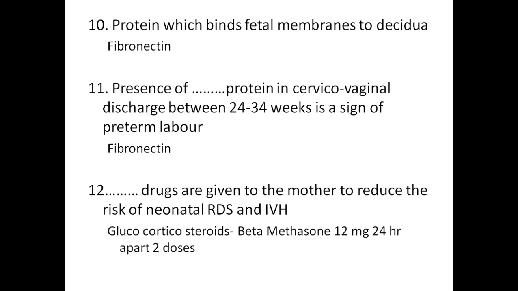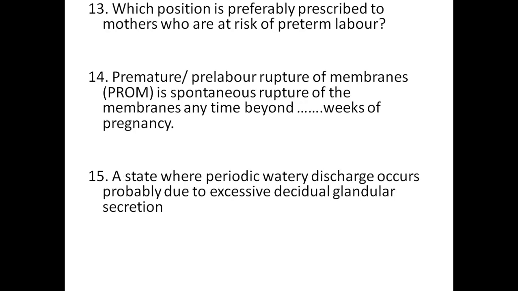Glucocorticosteroids are given to the mother to reduce the risk of respiratory distress syndrome and intraventricular hemorrhage. It is mainly betamethasone 12 mg, 24 hours apart. Two doses are given. The position preferably prescribed to mothers at risk of preterm labor is the left lateral position.